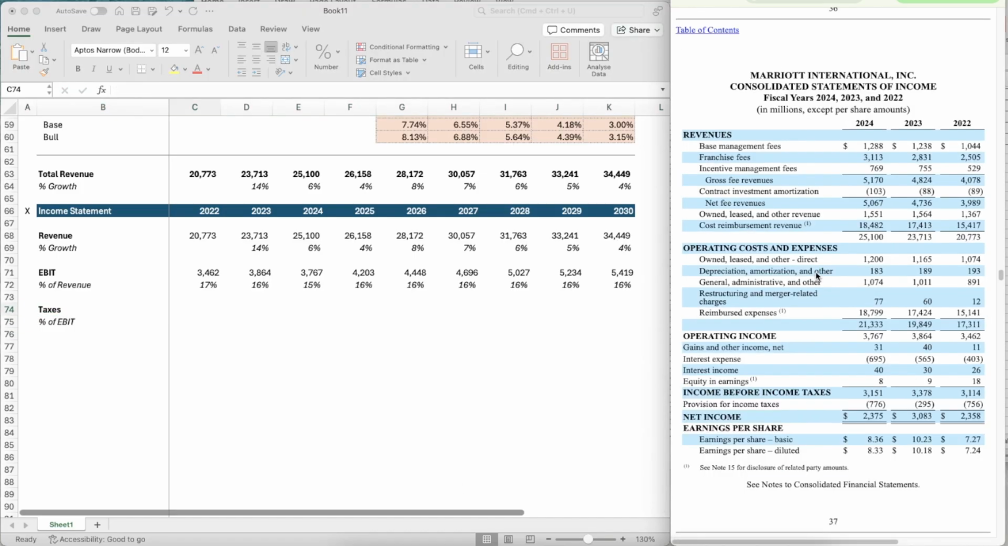Taxes, we come over here and we provision for income.